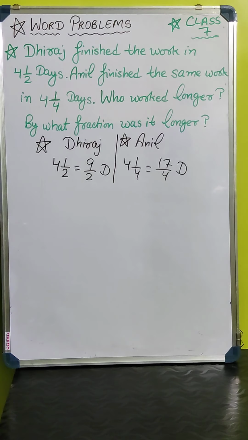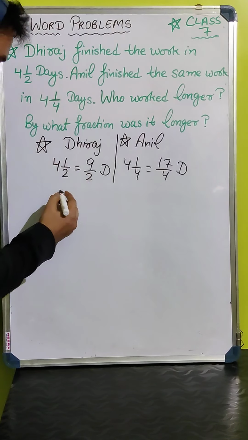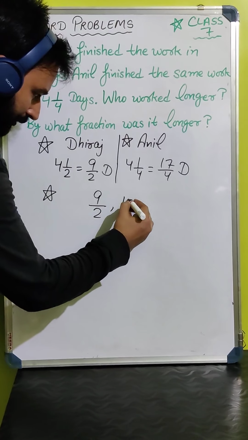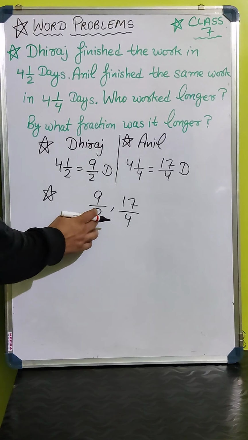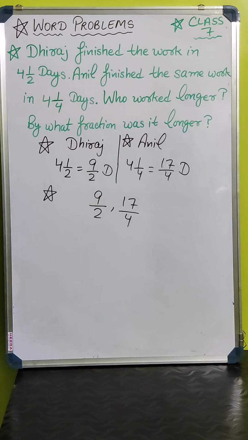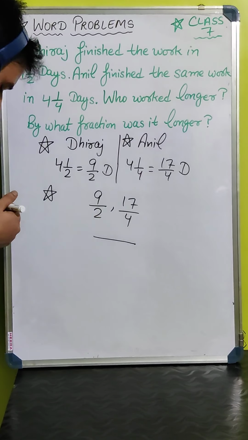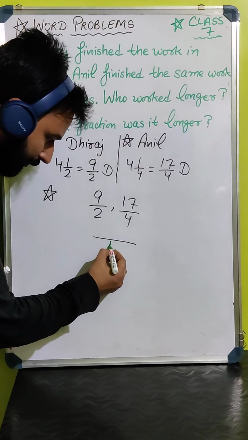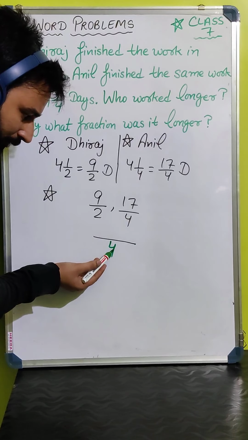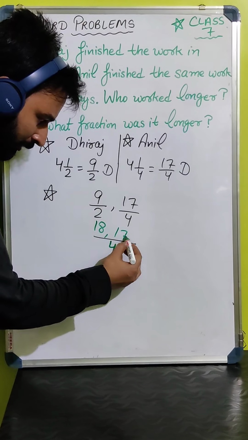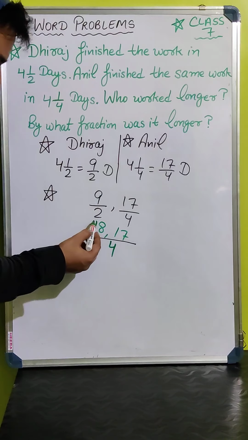Now they are asking who worked longer. That means who worked for more time, that we have to find out. Now just write both numbers. The denominators are not the same, so we have to make them the same. Take the LCM of 2 and 4. The LCM of 2 and 4 will be 4. Now divide the denominator. 2 twos are 4, so 2 times 9 is 18. And 4 ones are 4, so 17. So which number is larger here? 18 is the larger one.